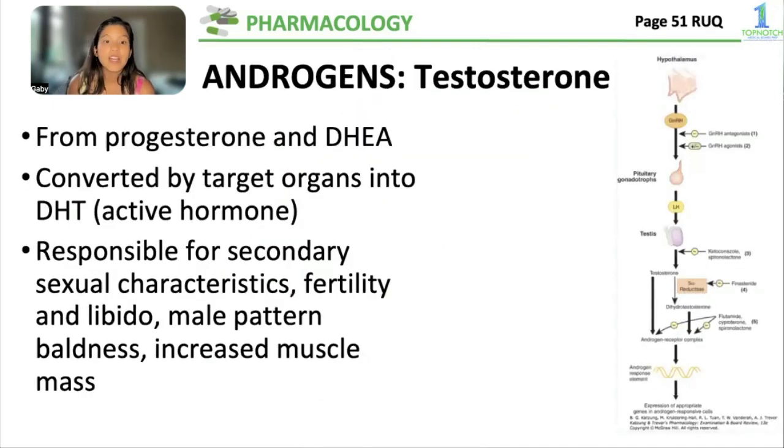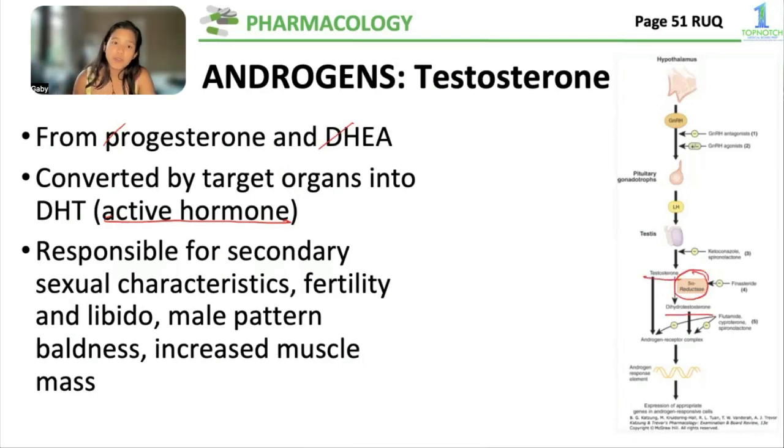Okay. Next, we have your androgens, specifically your testosterone. Remember, they are synthesized from your progesterone and your DHEA or your dehydroepiandrosterone. So they are converted by your target organs into your dihydrotestosterone or your DHT, which is the active hormone of testosterone. So we can see here via the action of 5-alpha reductase, we convert testosterone into dihydrotestosterone.